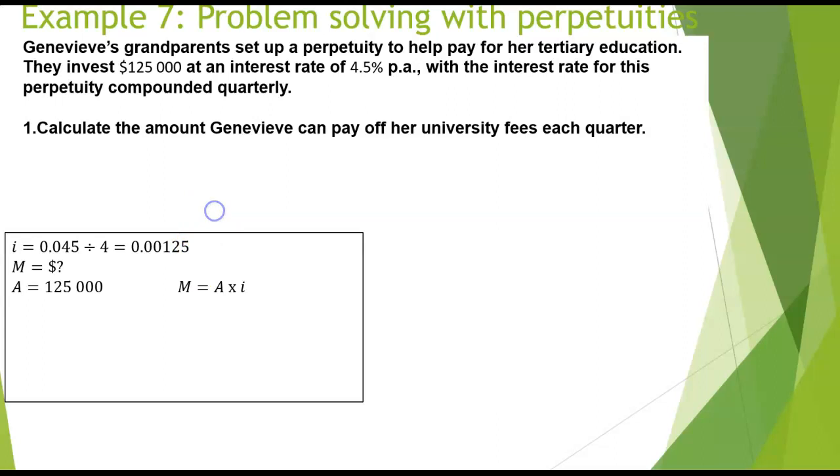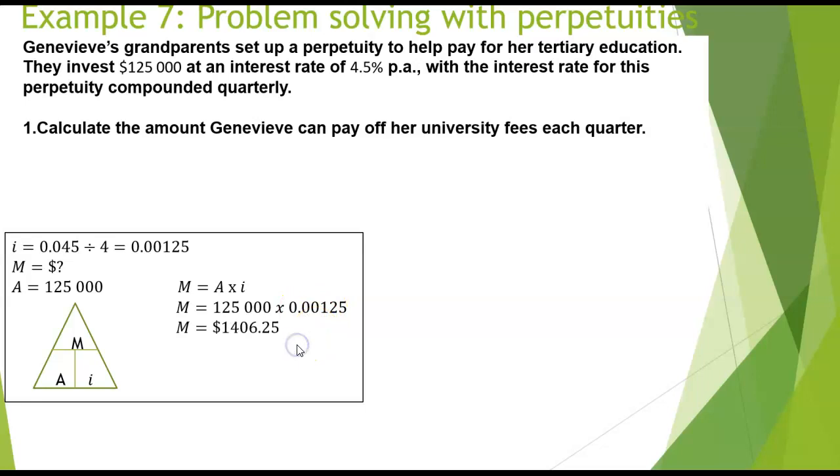So we're working out M. So here's our formula. M is A times I. So here's our rearranging triangles. So if I want to find M, I put my hand over M, and that's A times I. So 125,000 times 0.00125 gives me $1,406.25. So this investment of $125,000 gives Genevieve $1,406.25 each quarter.